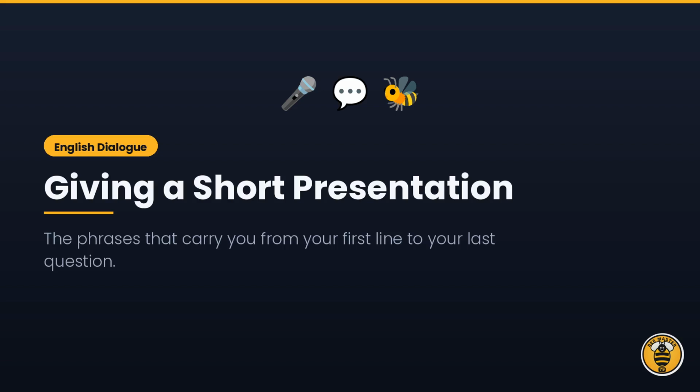Welcome to Beemaster 79. In this lesson we're looking at the English you need for giving a short presentation, the kind you give standing at the end of a meeting room with 5 minutes and 1 point to make.